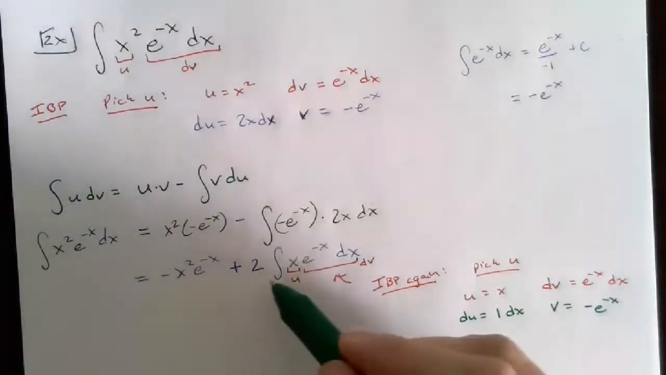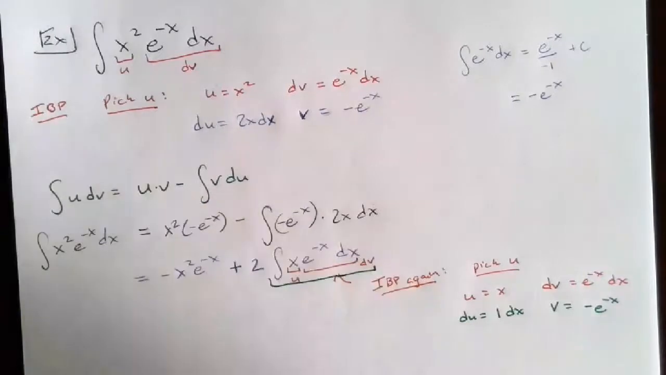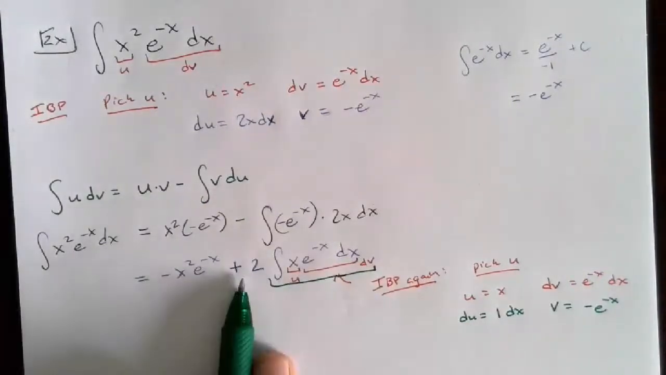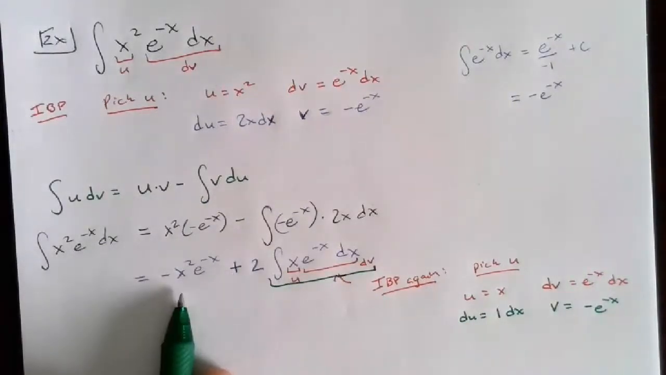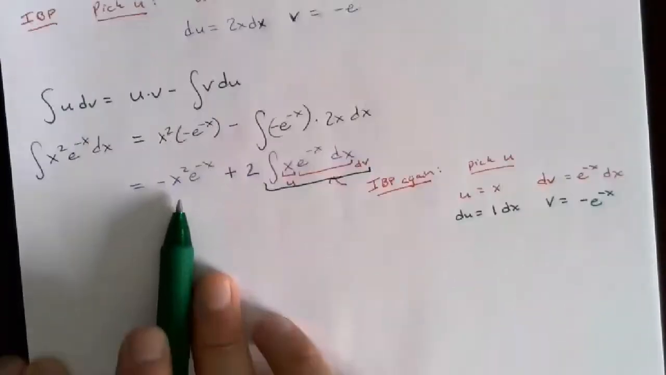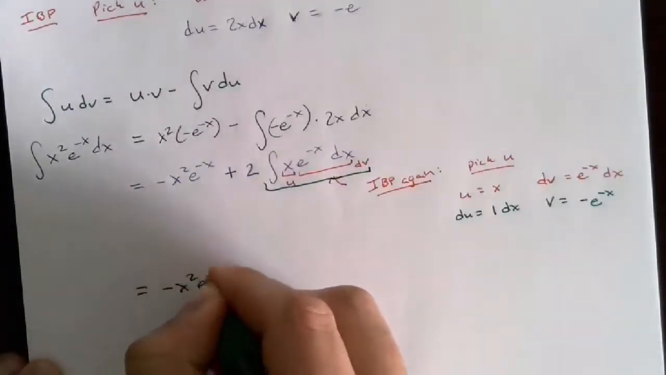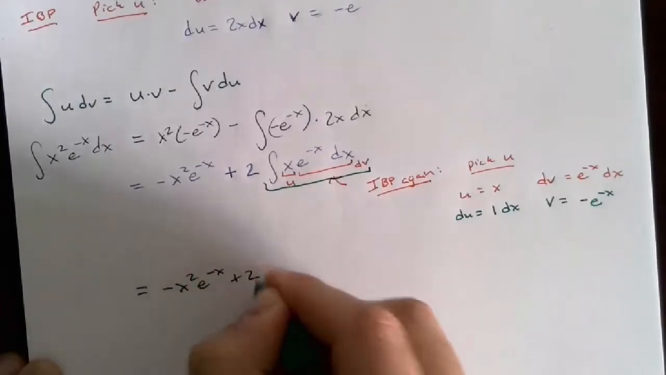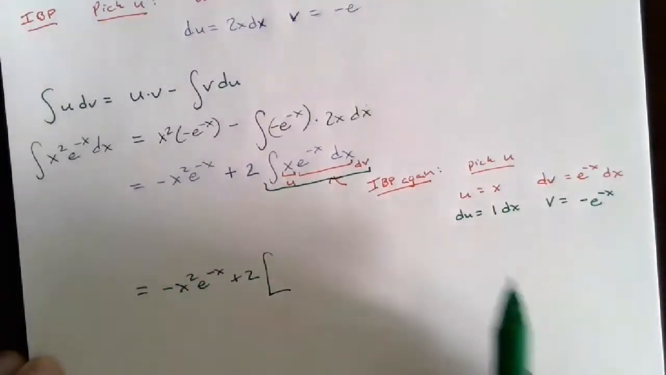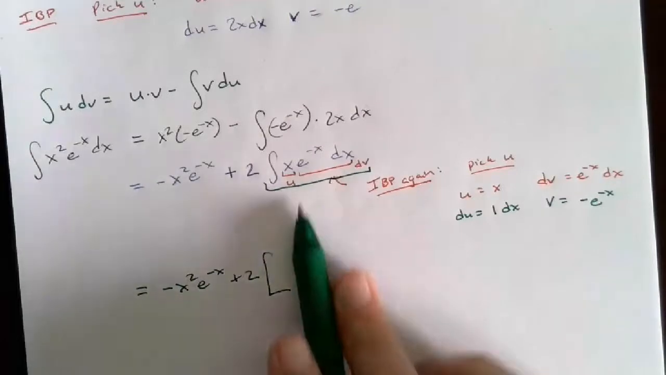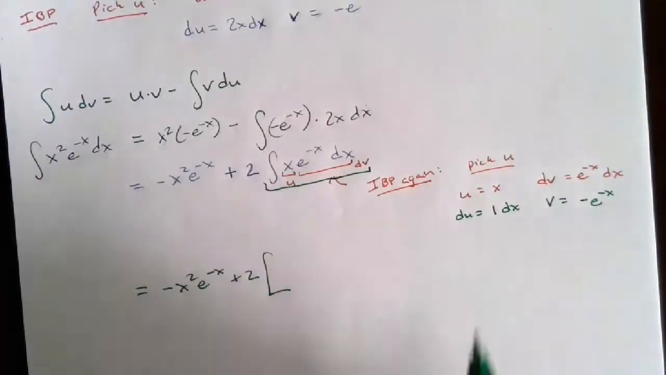So this whole integral is what we did integration by parts on again. The 2 in front of it is going to get multiplied through. This negative x squared e to the negative x is going to stay. So when we write this out, negative x squared e to the negative x stays. We have plus 2. And then I'm going to put this in brackets because now I'm doing this integration by parts here. The 2 multiplies to all of it in the next step.